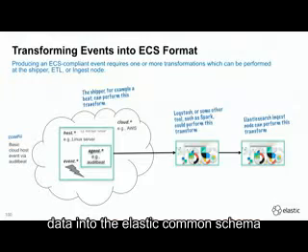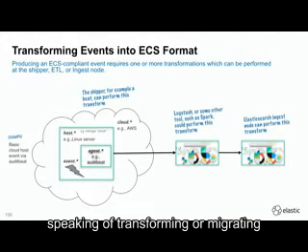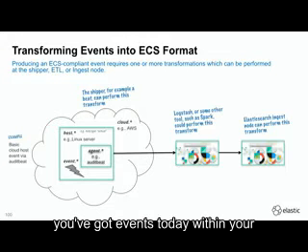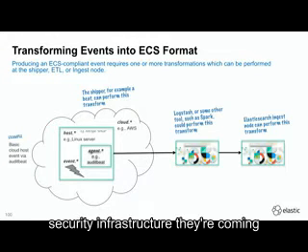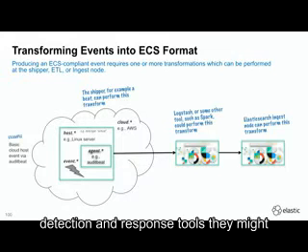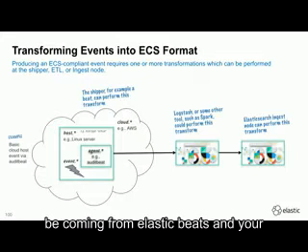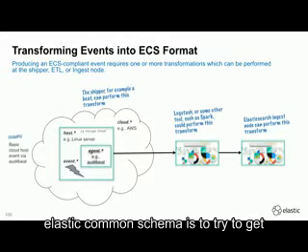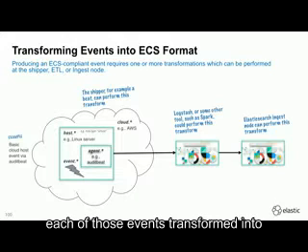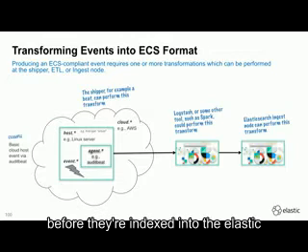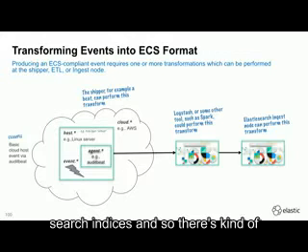Speaking of transforming or migrating data into Elastic Common Schema, so you've got events today within your security infrastructure. They're coming from your firewalls like we looked at before, your web proxies, your endpoint detection and response tools. They might be coming from Elastic Beats. And your goal, if you believe in the benefits of Elastic Common Schema, is to try to get each of those events transformed into this ECS format as they're being, or before they're indexed into the Elasticsearch indices.